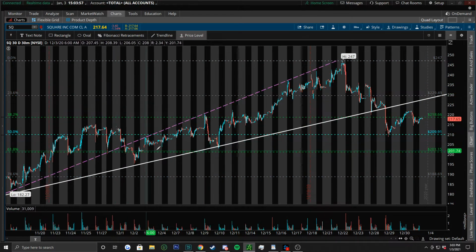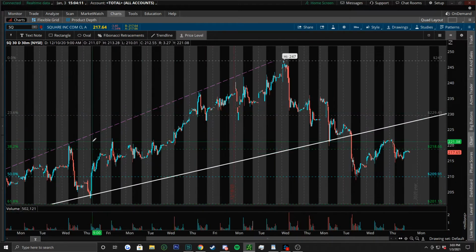But as you can see, Square pushed up all the way to 247, and it has retraced about 50% of its price and bounced off of that. Now we're looking for the move here on 218.66. So what levels are pretty close around that? So we have kind of this range covered below. Let's just zoom in right here.